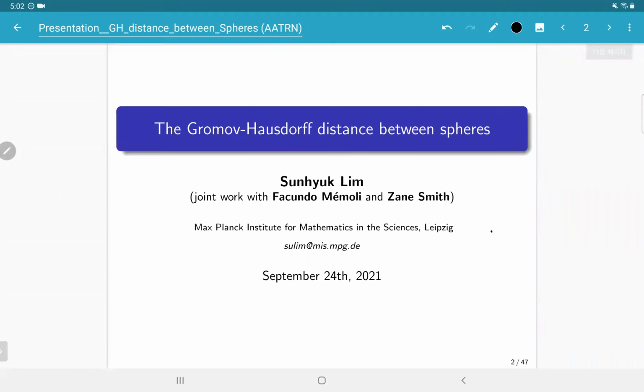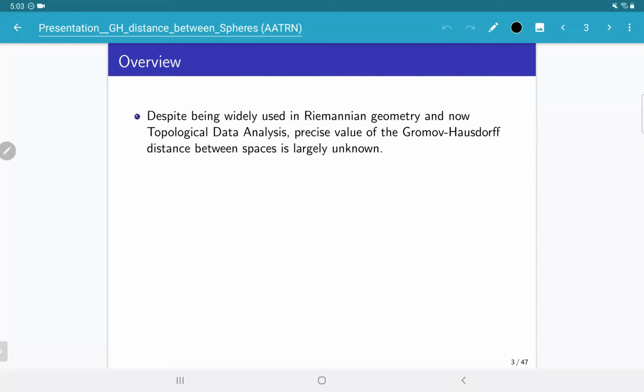Okay, so let's start. Today, I want to talk about the Gromov-Hausdorff distance between spheres. And this is a joint work with my advisor, Facundo Memoli and Zane Smith. So let's start.